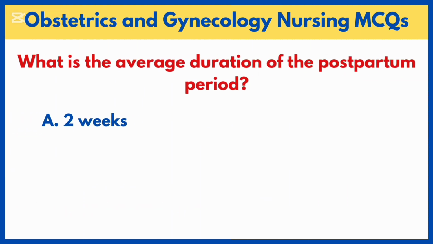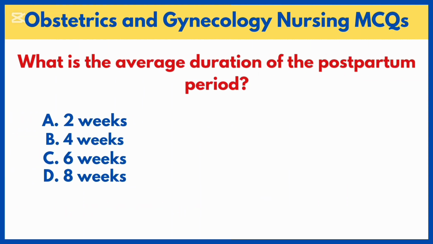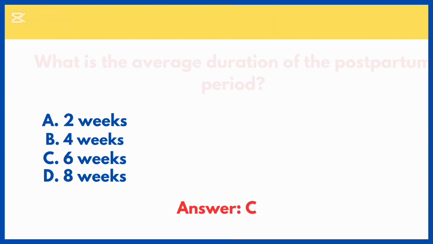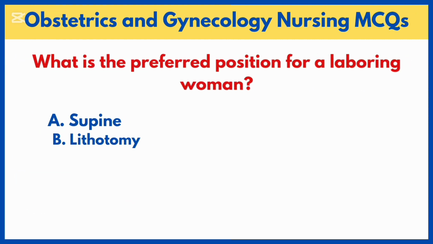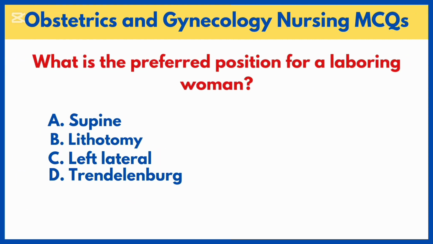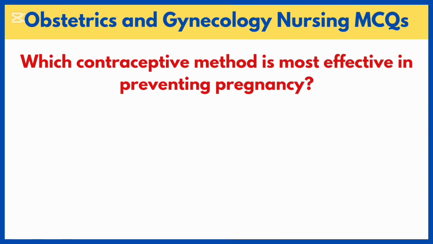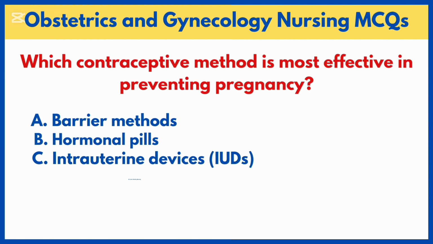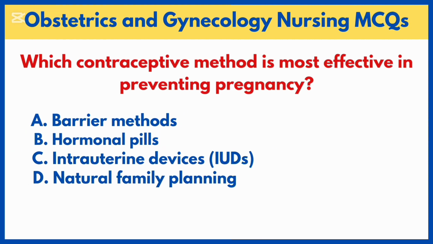What is the average duration of the postpartum period? Correct answer is option C, 6 weeks. What is the preferred position for a laboring woman? Correct answer is option C, left lateral. Which contraceptive method is most effective in preventing pregnancy? Correct answer is option C, intrauterine devices.